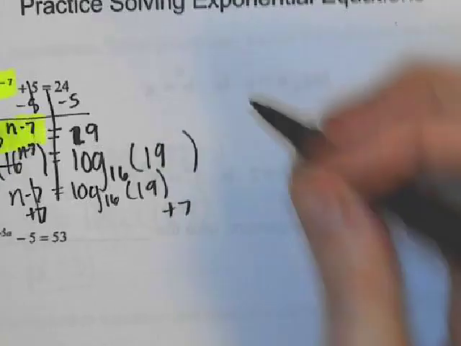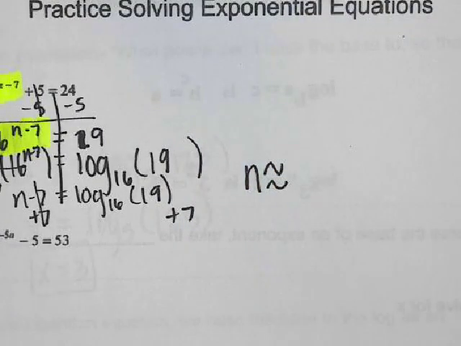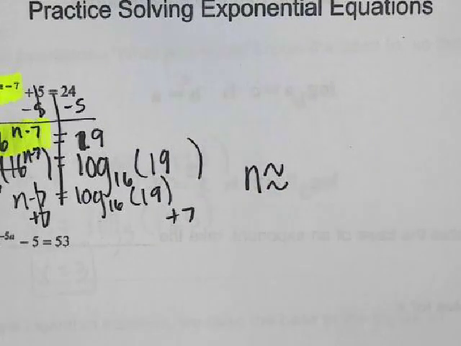So now that n is by itself, I'm going to put n is about, because I know ahead of time that we're going to get a decimal. And when we get a decimal, we're going to use the about symbol when we round, because you cannot use equals if you are rounding. All right, so here we go.